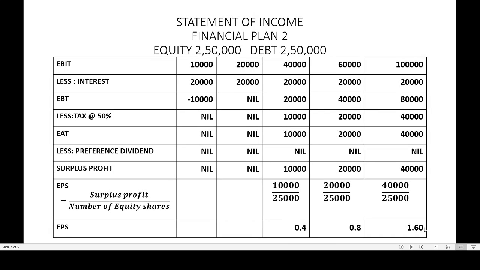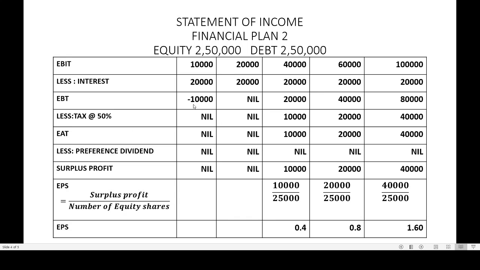Now we'll come to the second financial plan. In this plan, the company is planning to issue equity shares and raise 2,50,000 and also issue debentures and raise 2,50,000. Total amount is rupees 5 lakhs. So EBIT, there are 5 levels of EBIT, that is 10,000, 20,000, 40,000, 60,000 and 1 lakh. Interest, we have to pay interest for the debenture at 8%. So the amount is 20,000 for all the cases. So the EBT, earnings before tax.